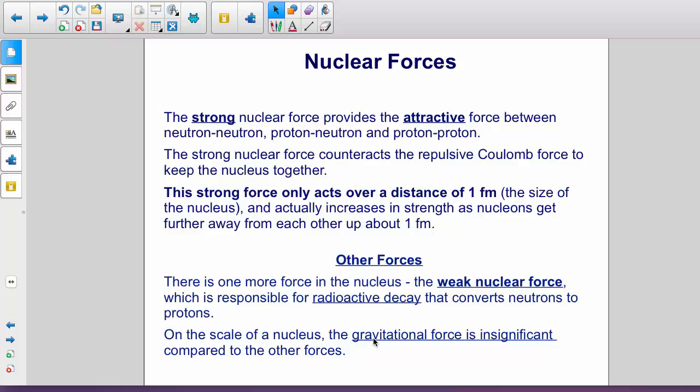There are, of course, two other forces. One is the weak nuclear force. This one is responsible for radioactive decay and converts neutrons to protons. The other force is the gravitational force, but this is insignificant at the scale of the nucleus when compared to the other forces.